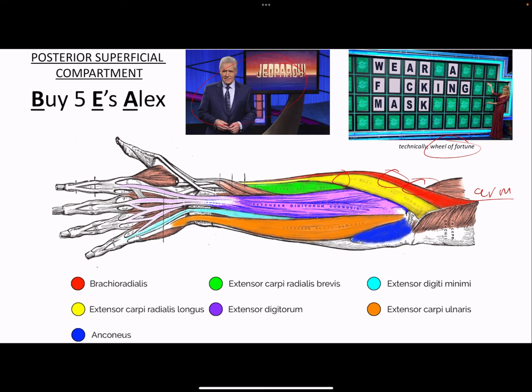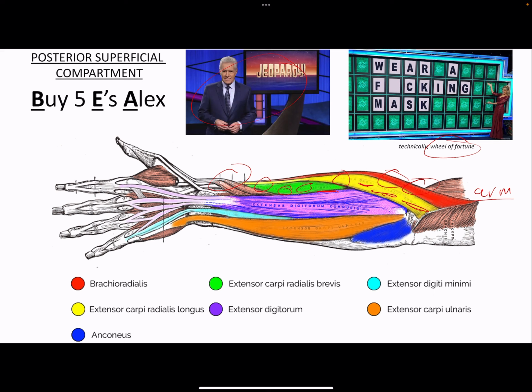Extensor carpi radialis longus. Okay, how do we know what this one is? Well, everything in the posterior compartment is mostly an extensor. It's carpi, it's going to the wrist. Radialis, well, it's also going to the radius, the radial side of the wrist. And then longus, well, the next one is extensor carpi radialis, and this one is brevis, right? This one is simply shorter.